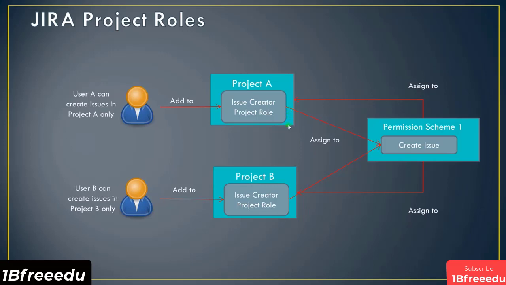But what is the difference? The difference is that for project A, we're only going to give user A that issue creator project role. And for project B, we're only going to give user B that project role. So basically user A will have the issue creator project role, which has the create issue permission, and that is assigned to project A. So hence user A gets to create issues in project A. Similarly, user B has the issue creator project role in B, which is assigned to the create issue permission, which in turn comes back to project B, and so hence user B can create issues in project B. And that's kind of how it works.